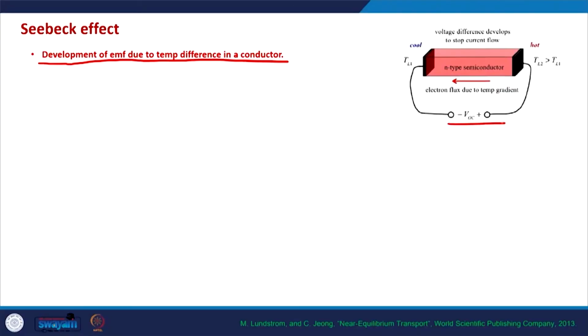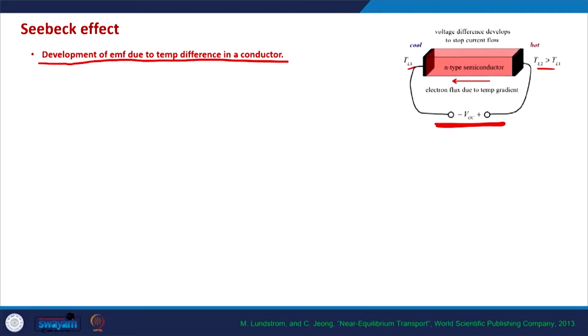and if we have the conductor open circuited, in that case we will have an open circuit voltage due to temperature difference. This is known as the Seebeck effect, which in other words means that if we heat a conductor on one end, there will be a non-zero voltage difference between two of its terminals.